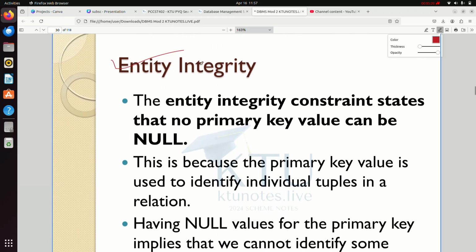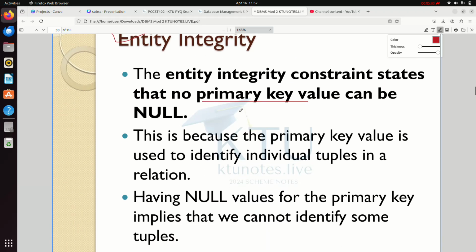Now entity constraint says that the primary key's value cannot be null. This is because the primary key value is used to identify the individual tuples in a relation. Since it is used to uniquely identify them, having null values for the primary key implies that we cannot identify some tuples. The primary key is used to uniquely identify individual tuples in a relation.